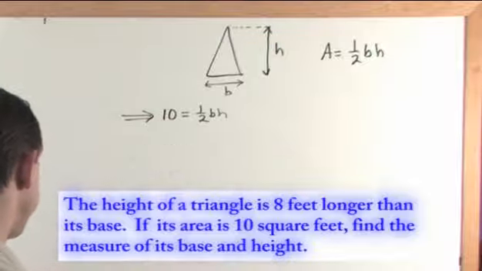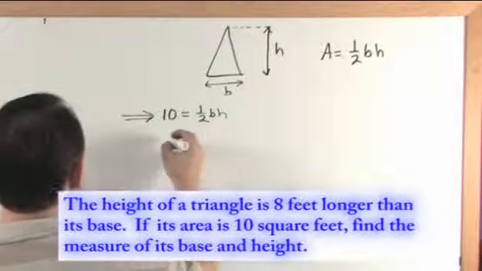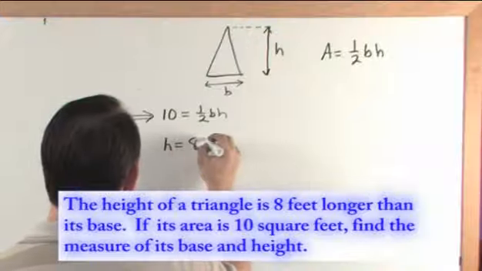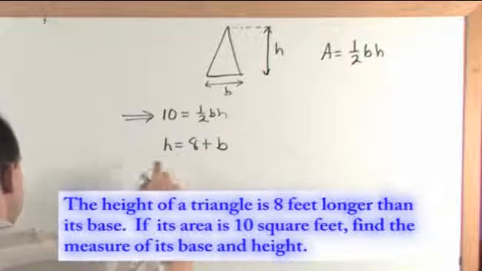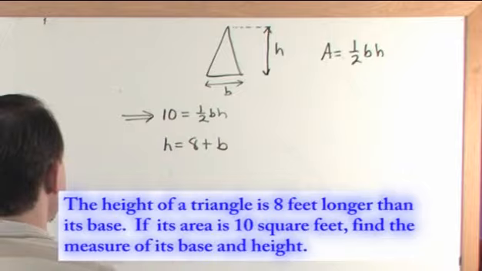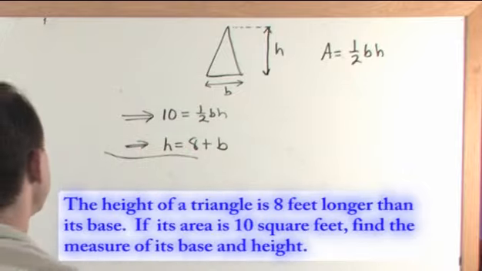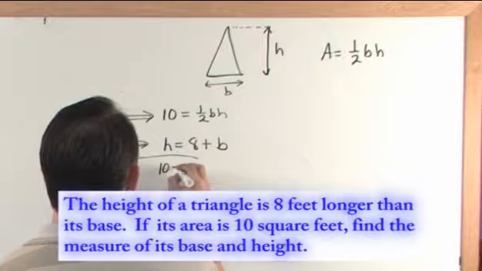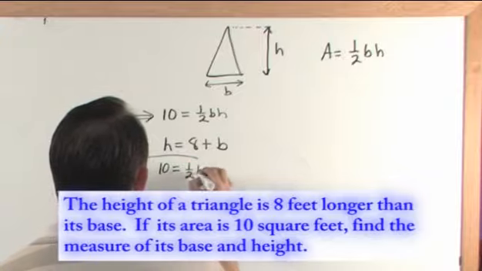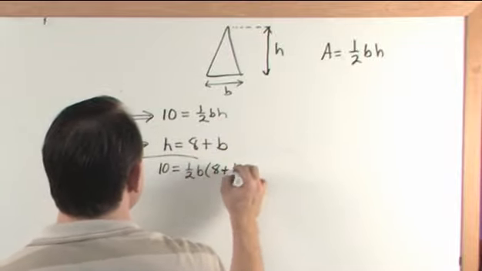Now it says the height of a triangle is 8 feet longer than its base. The height is 8 feet longer than its base. So whatever the base is, you add 8 to it, and that's what the height is equal to. So now I have two equations and 2 unknowns, and that's what I need to have. So what I'll do is I'll take this h and I'll plug it into this formula. 10 is equal to 1/2 times the base times the height, but the height is given by 8 plus b.